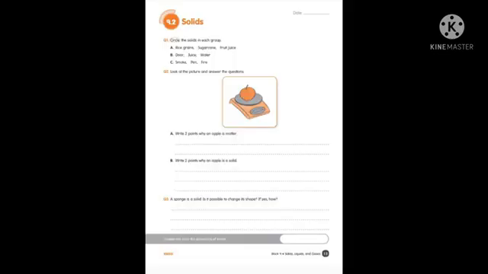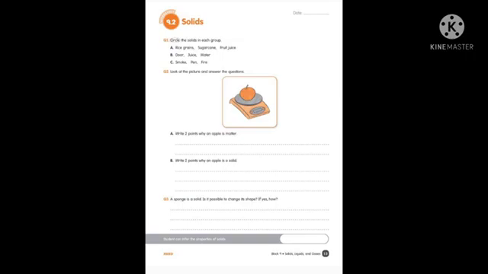Now you can open the workbook 9.2 solids. See question number 1. Circle the solids in each group. See A1, rice grains, sugar cane, fruit juice. You have to circle the things which are solids from this group. Now you can see the B group, door, juice, water. Now you can see the C group, smoke, pen, fire.